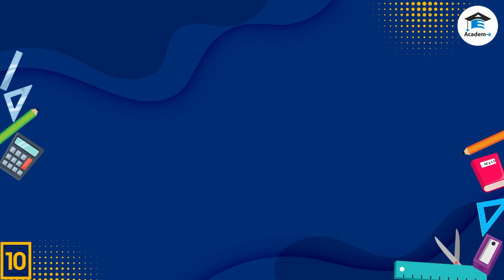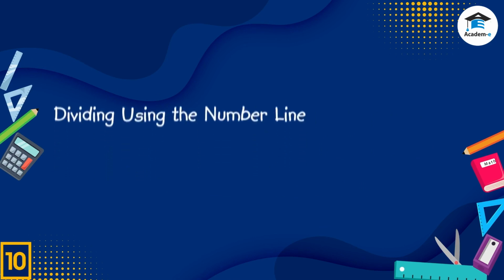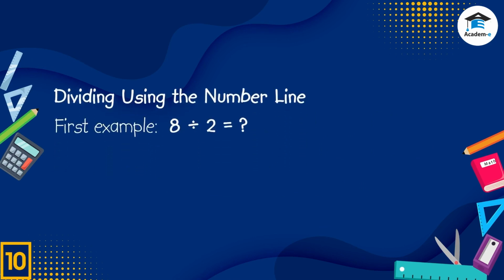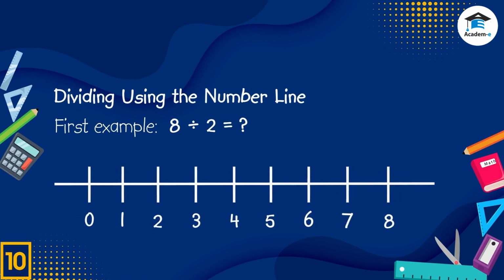We will have more examples by using the number line. We have 8 divided by 2, which is equal to what number? We will find the answer by using the number line. We will start at number 8 and count 2 numbers backwards until we get to 0. Each time we count 2 numbers, we will put a dot on the number line to show that we have counted 2. Let's start at 8.